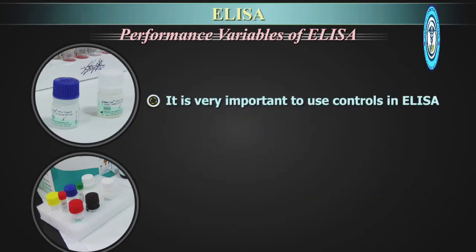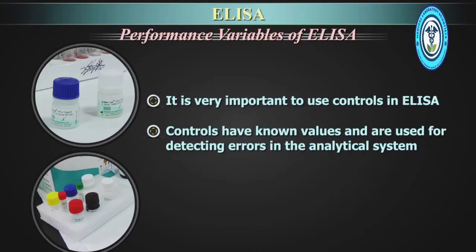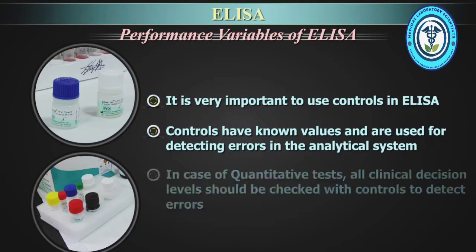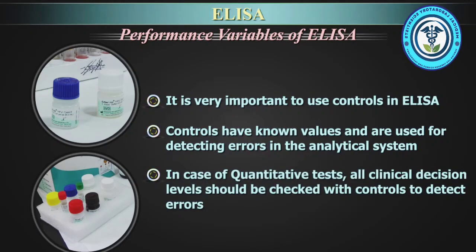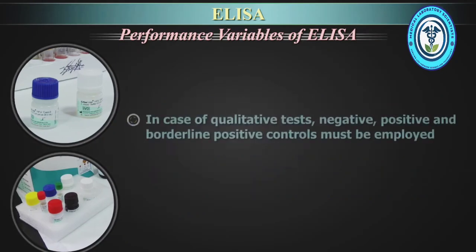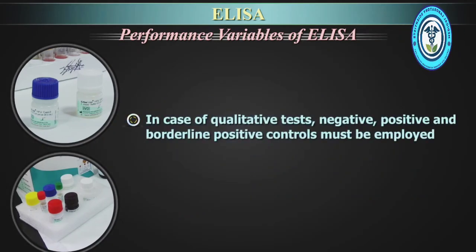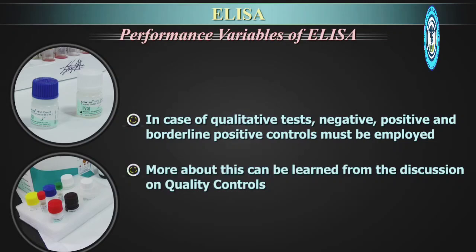It is very important to use controls in ELISA. Controls have known values and are used for detecting errors in the analytical system. In case of quantitative tests, all clinical decision levels should be checked with controls to detect errors. In case of qualitative tests, negative, positive, and borderline positive controls must be employed. More about this can be learned from the discussion on quality controls.